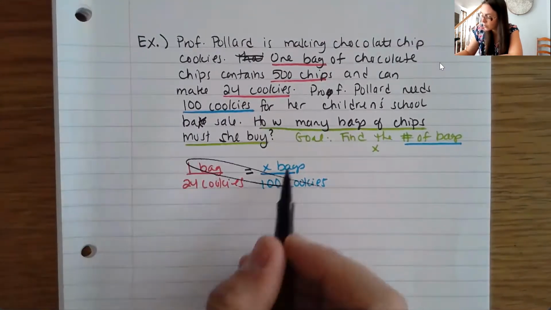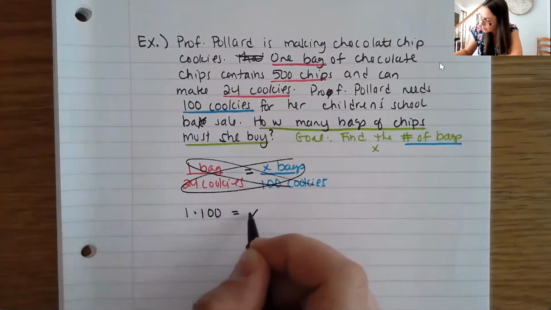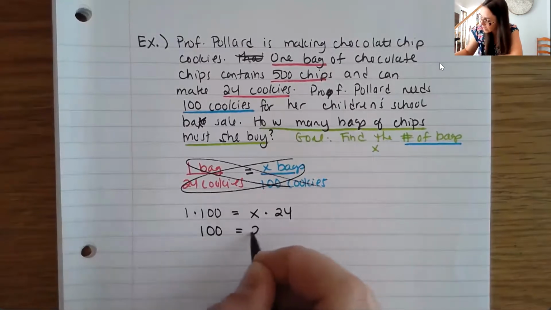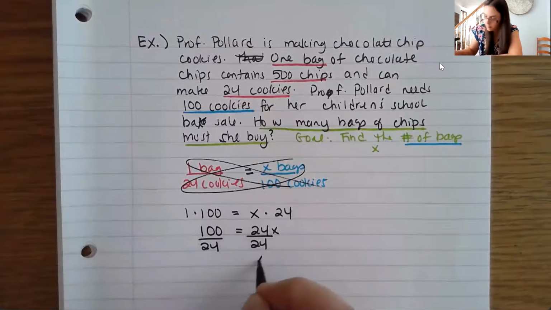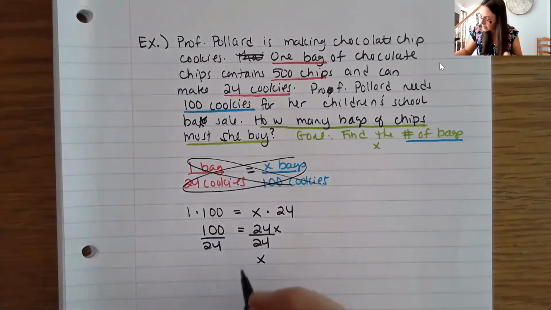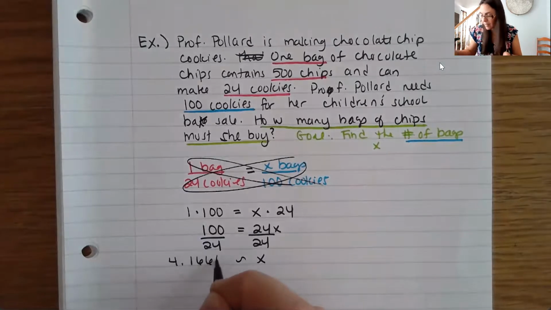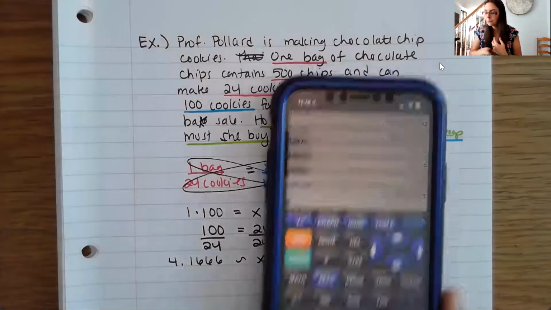So I'm going to multiply across here. So I have one bag times 100 cookies equals X bags times 24 cookies. So I have 100 equals 24x. I'm going to go ahead and divide here. And I know it's going to be a little bit over 4 because I know 100 divided by 25 is 4. So I'm going to divide this out. So I get that x is about 4.1666, and that 666 does keep repeating. So it's going to keep going on and on.